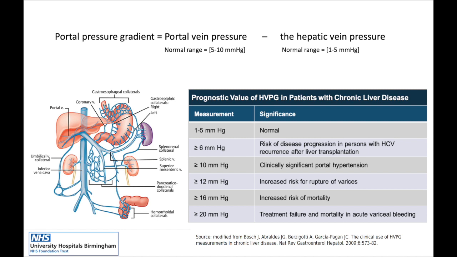The most common cause of portal hypertension is cirrhosis. Other causes include post-hepatic obstruction of blood flow, for example, right-sided heart failure or hepatic vein thrombosis like Budd-Chiari syndrome, and pre-hepatic obstruction to blood flow, for example, portal vein thrombosis or idiopathic non-cirrhotic portal hypertension.